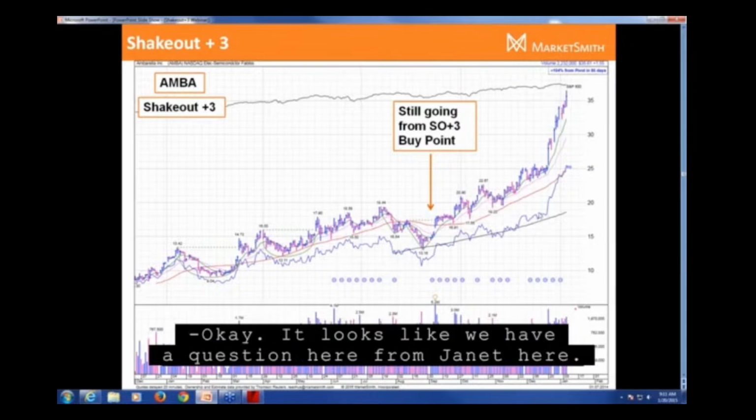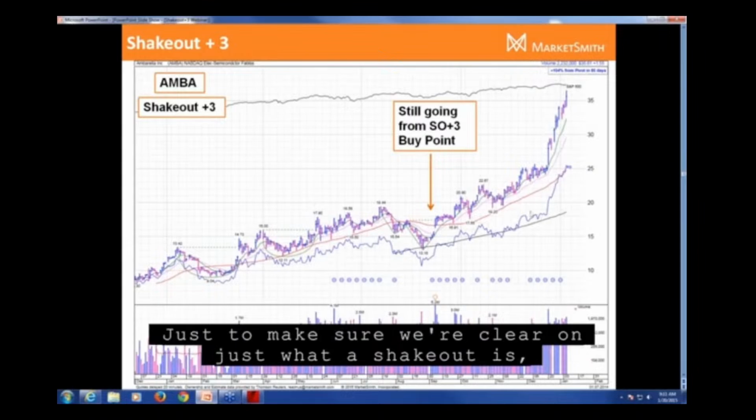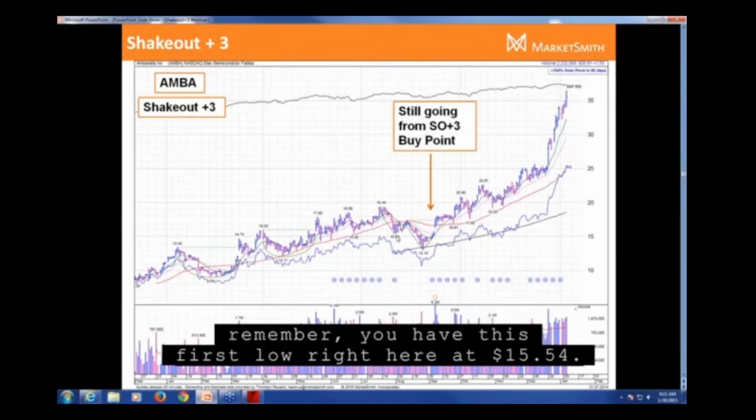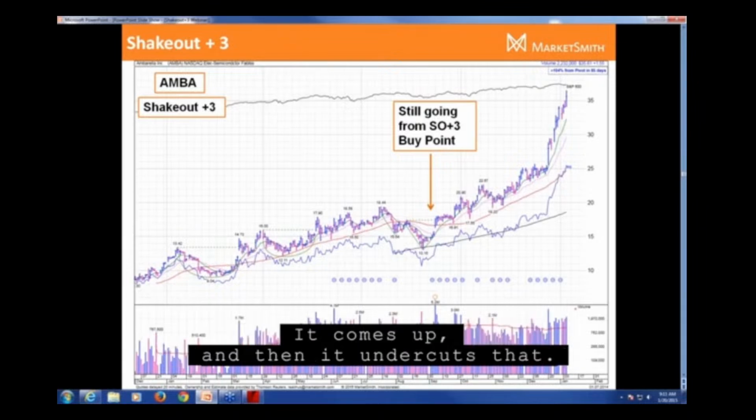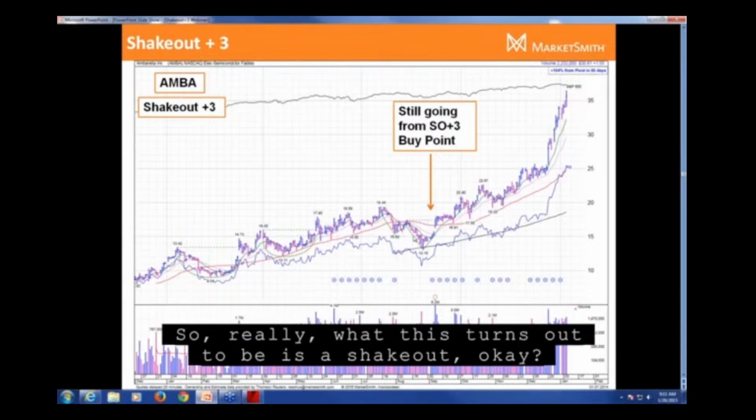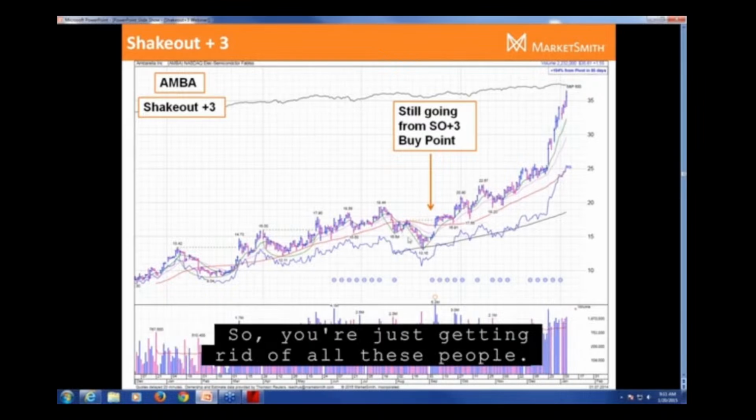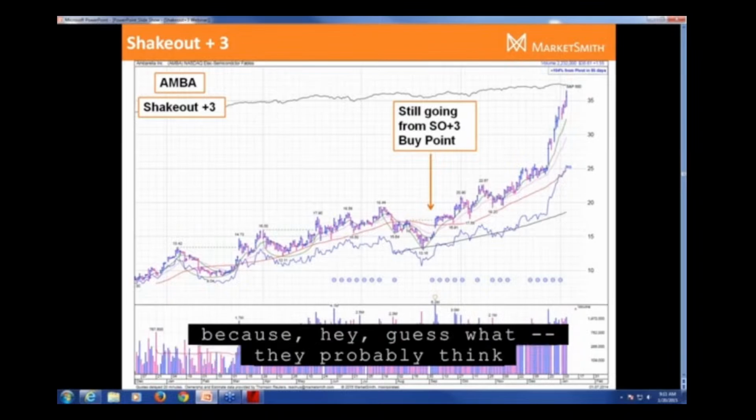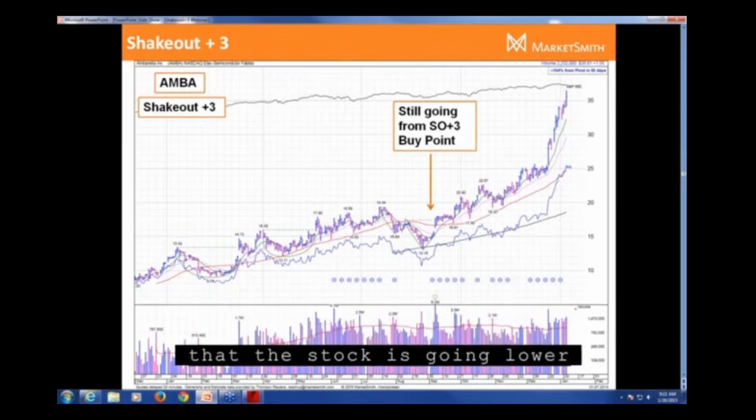Okay, looks like we have a question here from Janet, just to make sure we're clear on just what a shakeout is. You remember, you have this first low right here at 15.54. It comes up and then it undercuts that. Now in the end, it comes back through. So really, what this turns out to be is a shakeout. Okay, so you're just getting rid of all these people. They've set their stops right below the low right here because, hey, guess what? They probably think that the stock is going lower.